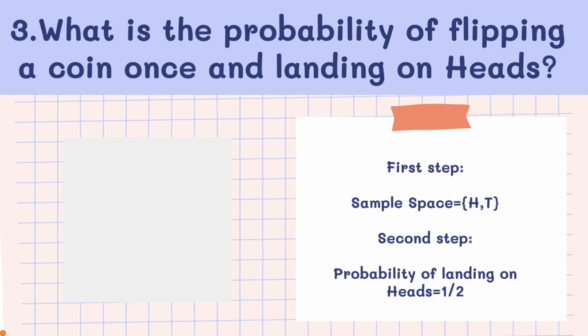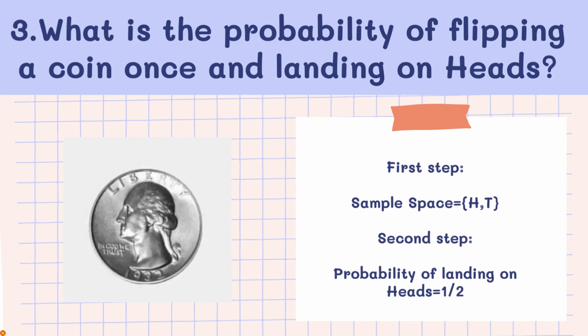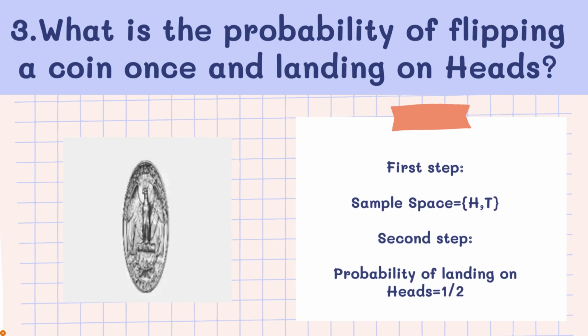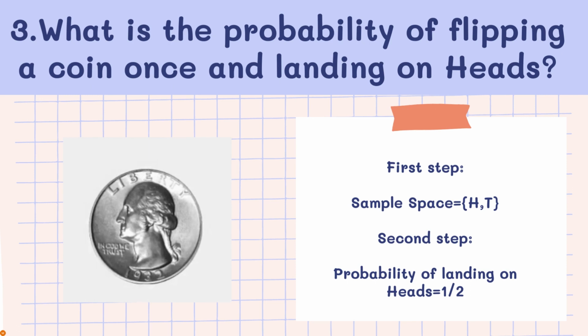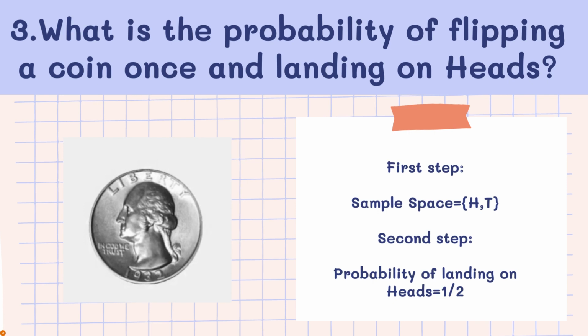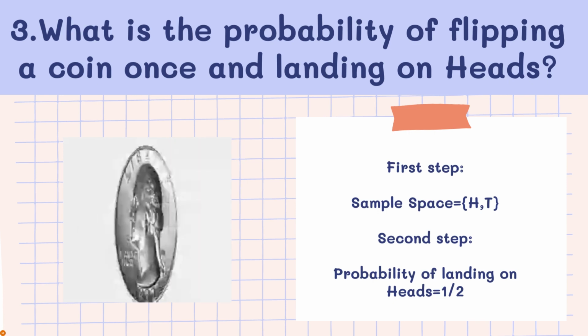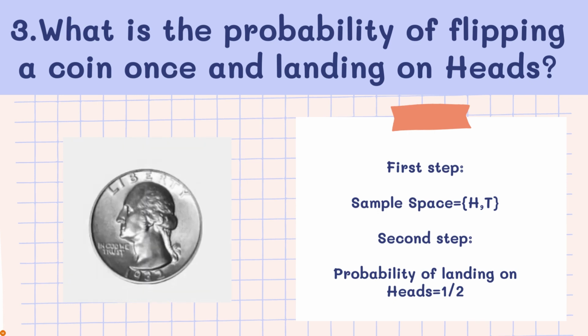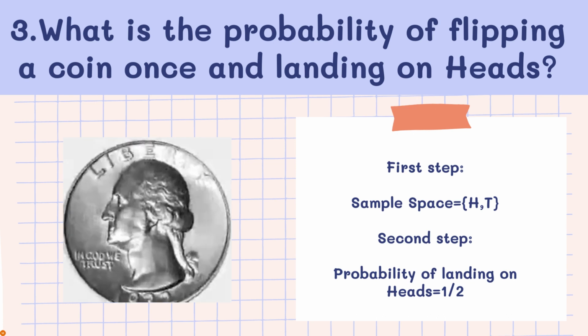What is the probability of flipping a coin once and landing on heads? First, I'm going to flip the coin, and you can see it lands on heads. The first step to solving this question is the sample space, which equals heads and tails. The second step is finding the probability of landing on heads.